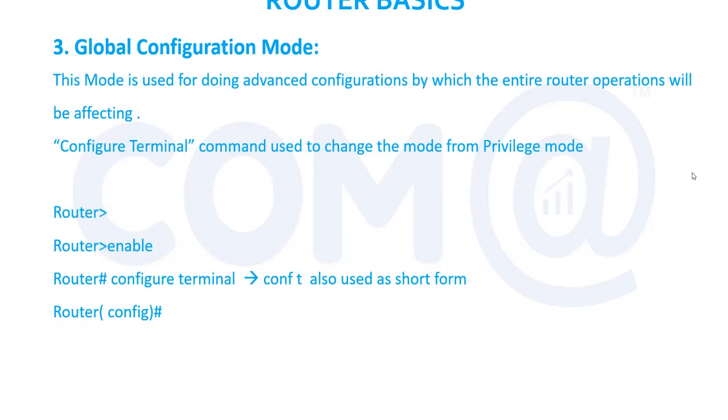Third is the global configuration mode. This is the mode where we'll be performing the overall configurations. Whatever is required for the router, we'll be doing all these configurations in this particular mode. You can see the symbol as hash and the word config along with the router name, the host name.